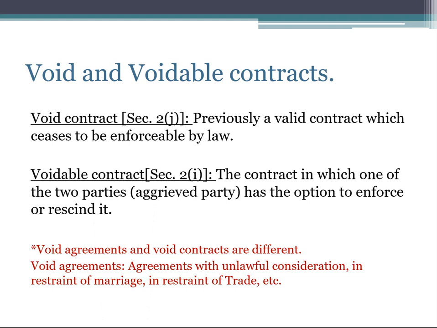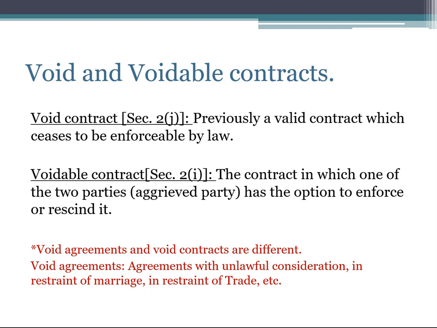And when you talk about voidable contracts, it is a contract in which one of the two parties has the option to either enforce it or to rescind it, which basically means you can either cancel the contract or you can go ahead and continue with it. Obviously, the only party which can do this is the one which has been wronged. So that party is known as the aggrieved party.